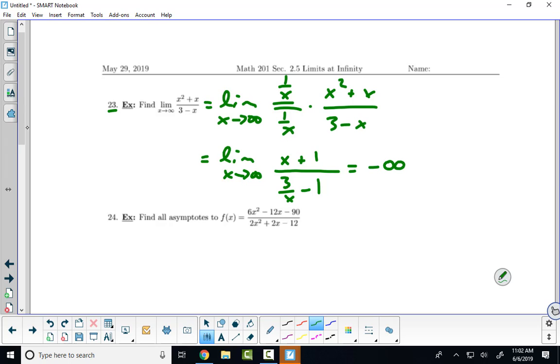Folks, this is the first time. So this is what I mean by a 2.4, 2.5 combo problem. It's a 2.5 problem because we're looking at limits at infinity. The domain values are getting large. As the domain values get large, what happens to the range values? They become arbitrarily negative. Arbitrarily large negative.